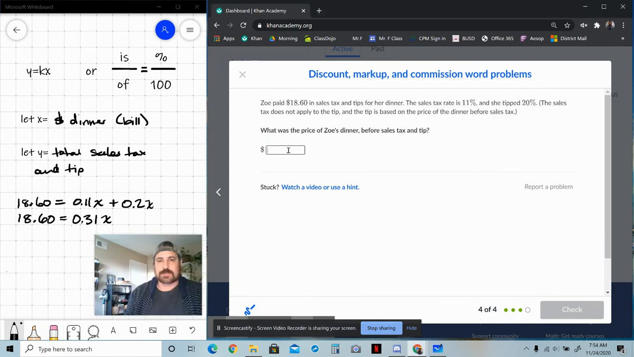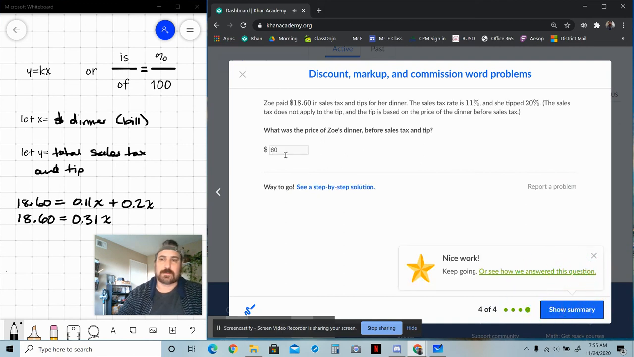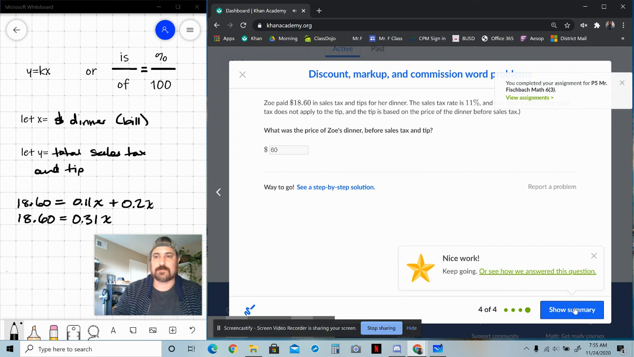So that tells you that the price of the dinner before tax and tip was... that doesn't make a lot of sense. Couldn't be 60. Oh, my bad. So here's the deal, guys. It's 11% of X plus 20% of X. That 18.60, Zoe paid $18... No, I guess that is right. It is 60. Yeah, because she paid $18.60 in sales tax and tips for dinner. That doesn't include the price of the dinner. So this is 60. Yeah, it's just 60.